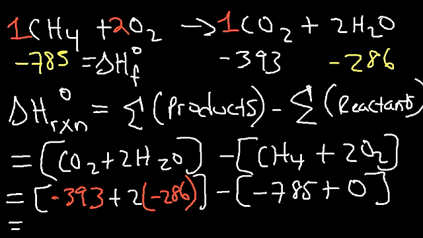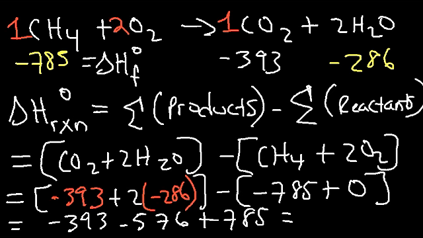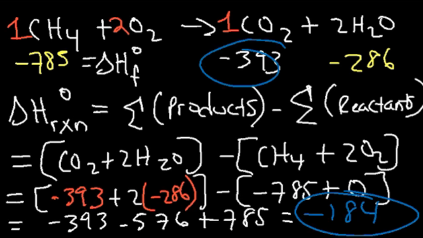So now we just got to do the math. So we have negative 393. 2 times 286, I'm going to use a calculator for that. That's negative 576. And negative 785, that's plus 785. So if you add these numbers up, you should get negative 184. So that's how you can estimate the enthalpy of the reaction using the heats of formation. And typically, these values are going to be in kilojoules per mole. So this is going to be negative 184 kilojoules per mole.